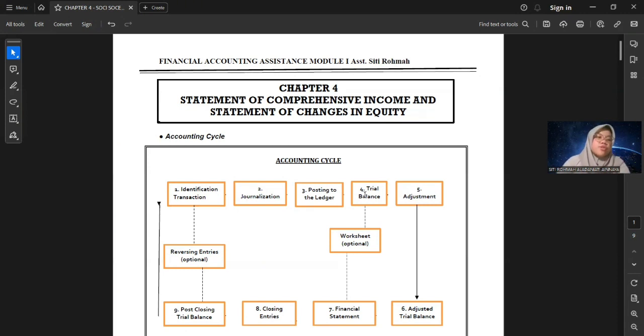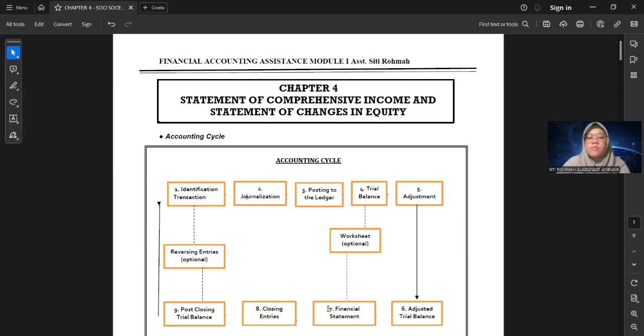After we get the trial balance, the balances still have to be adjusted. We adjust the balances. After that, after adjustment, there will be a trial balance after adjustment, or adjusted trial balance. Here we have 2 options. We can immediately make a financial statement, or we can put it together in a worksheet. Now, this worksheet is optional. The worksheet helps us in preparing a financial statement later.